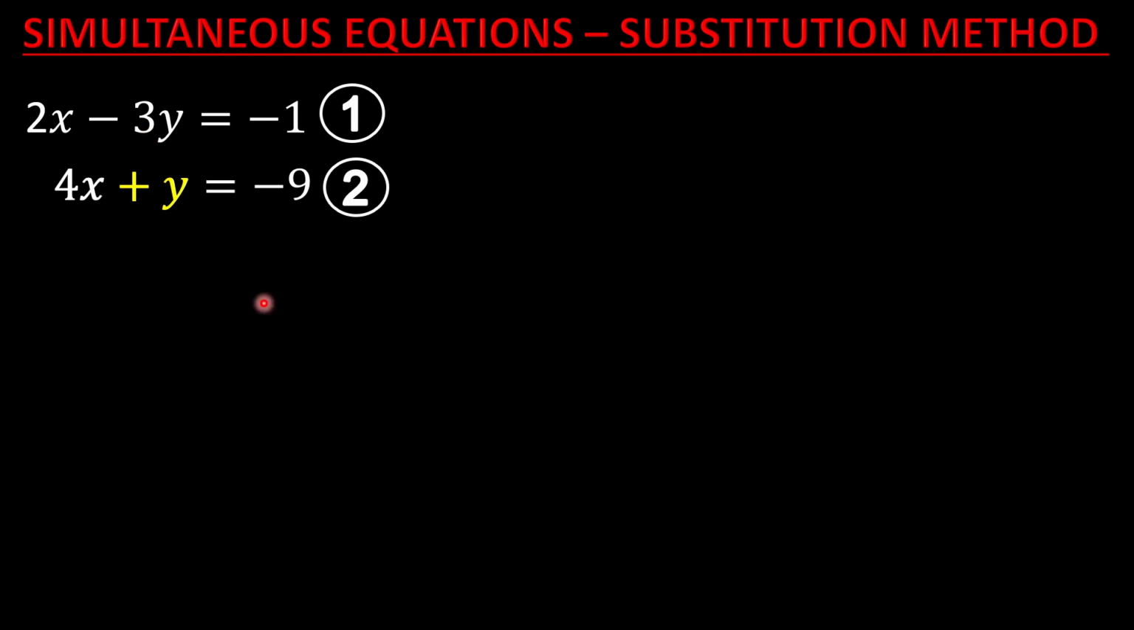So the first step we're going to do is get y on its own from this equation, make y the subject of the formula, and we do that by saying y is going to equal negative 9 take away 4x, because negative 9 is there, it doesn't move. We want to move the 4x, so we have to take away 4x from there, and that's what we get.